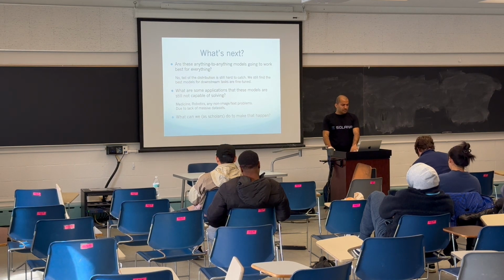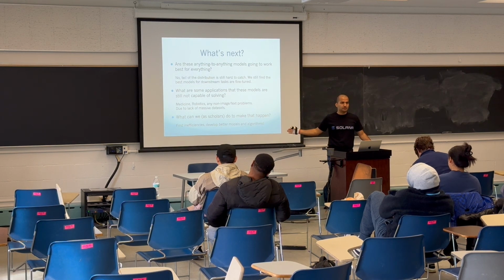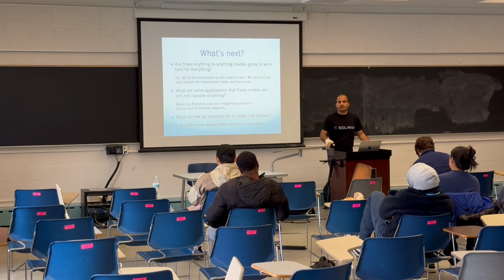And what we as scholars can do to make this happen is find inefficiencies in the model. Like we found out that it is a fixed token length, so we cannot do infinite sequences. We cannot pass it the whole book and ask it to come up with a new chapter or something. So we figure out these inefficiencies, we figure out problems like knowledge outdatedness, and we try to develop better models and algorithms for it.